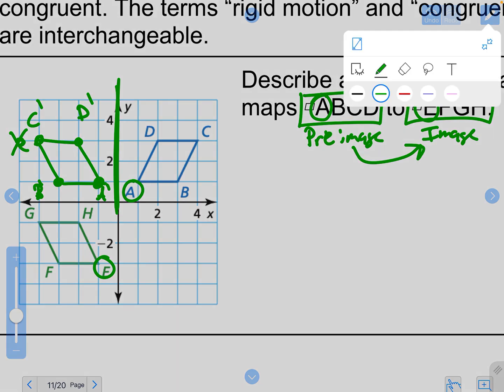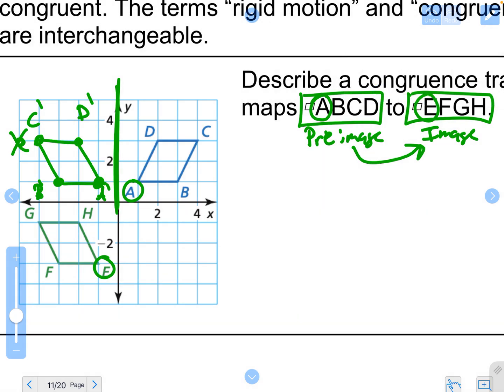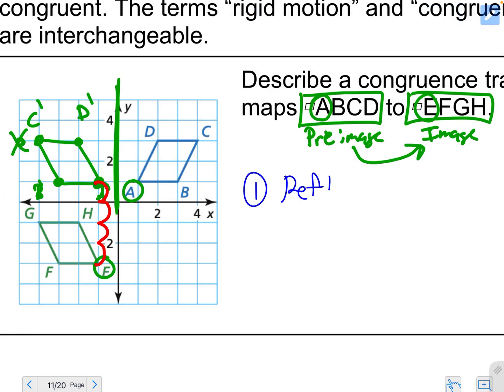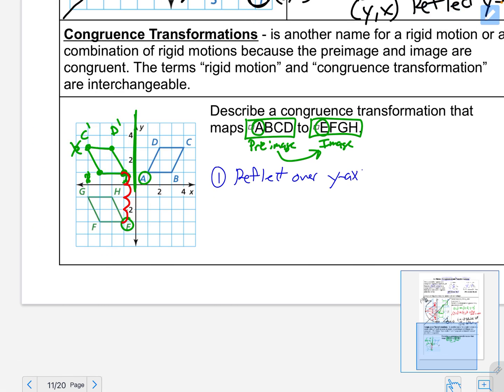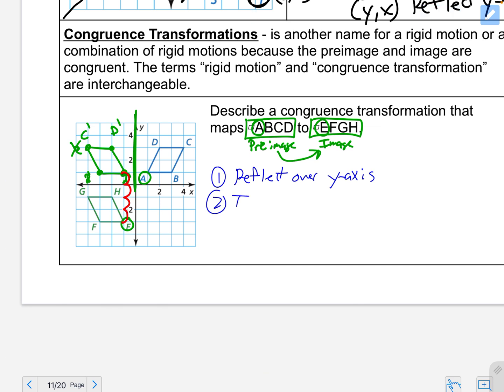So now that I'm looking at it, to get A to F, I just need to translate it 1, 2, 3, 4 down. And that would get everything where it needs to be. So my two transformations would be, first, reflect over the y-axis, and then my second rule would be to translate down 4. And so that would be a congruence transformation.